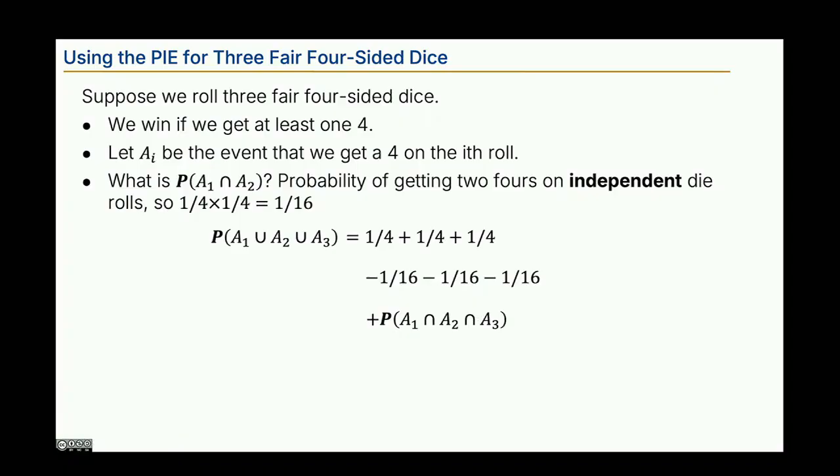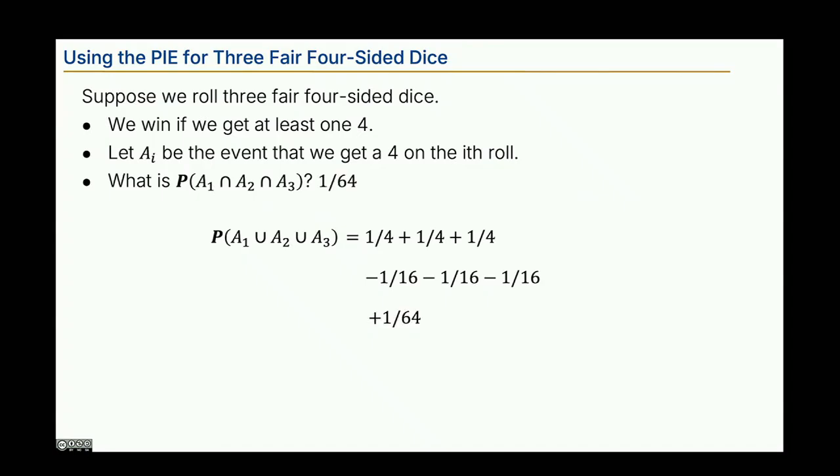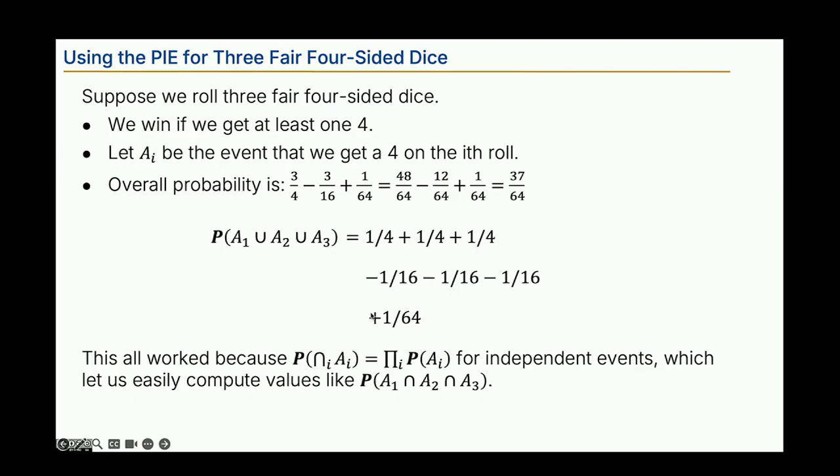Okay, 1/64. So we add that one back in. That'll be the chance that we win. So it's not the naive one where we just add them all together. It's not where we subtract the pairs. It's now we have to add back in the last one. So the overall probability, if we apply the principle of inclusion-exclusion, is just going to be 37/64.